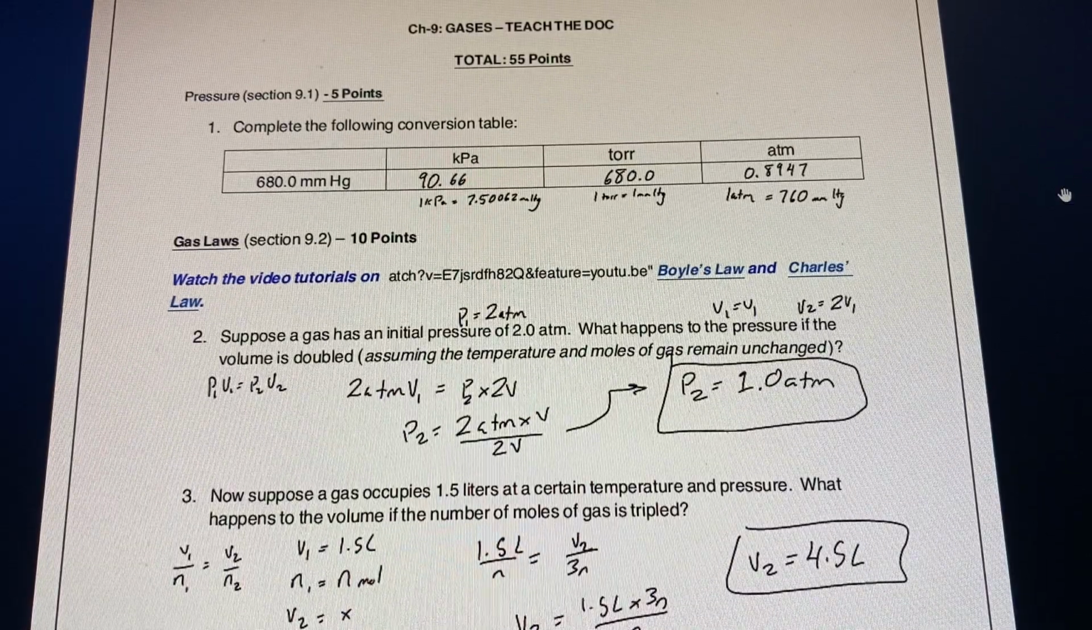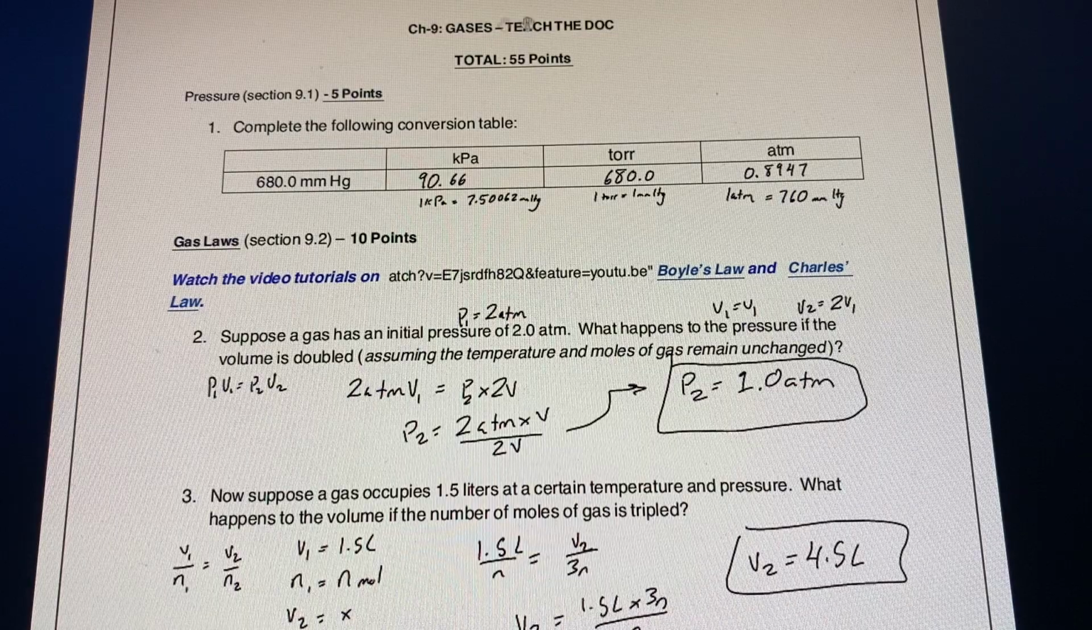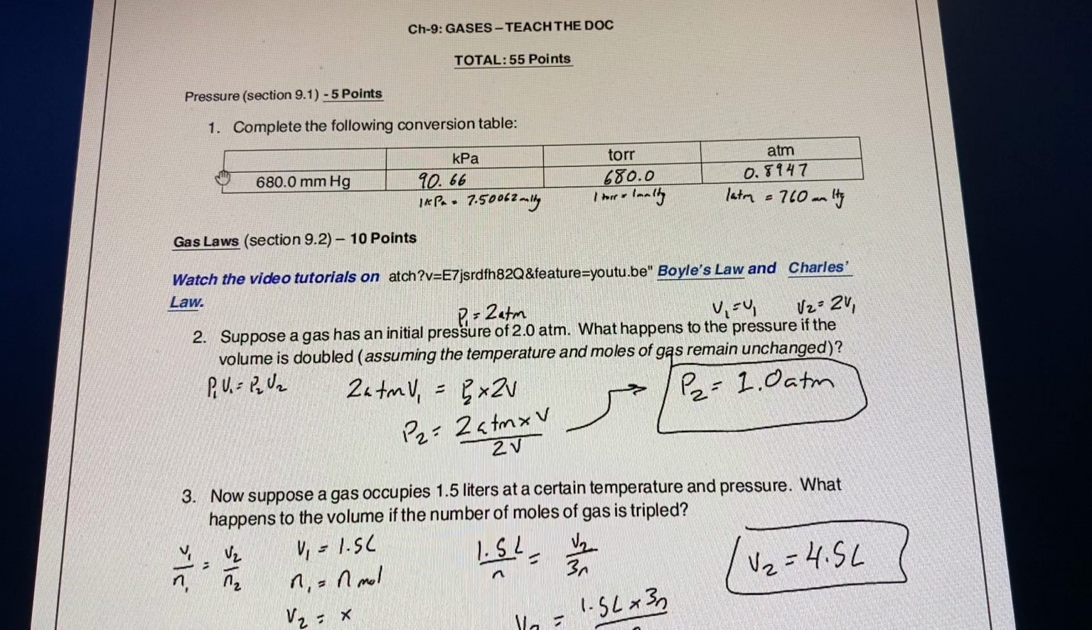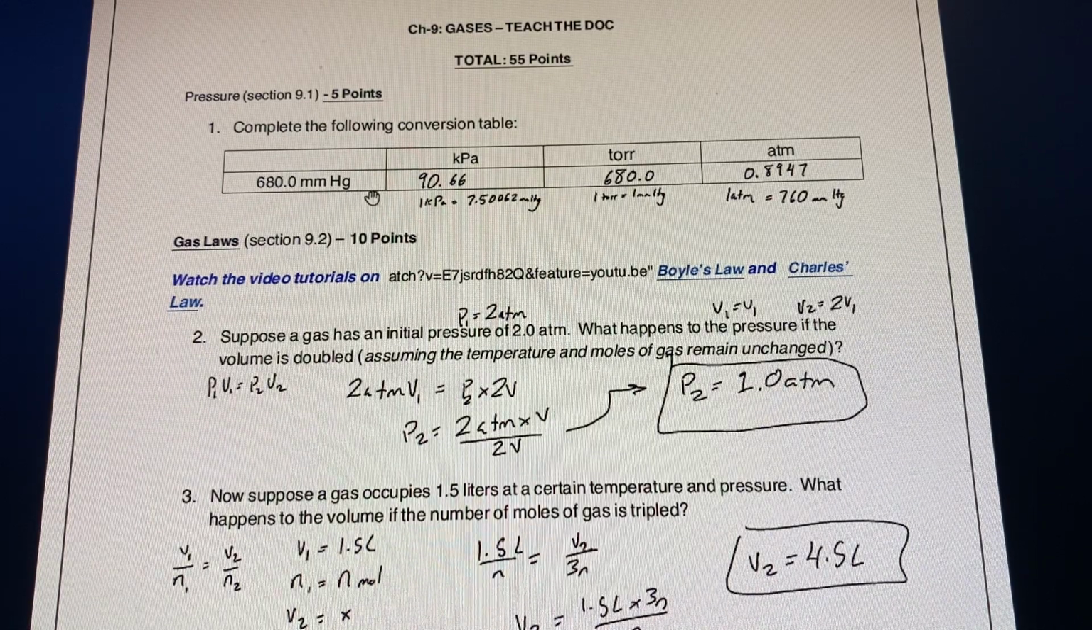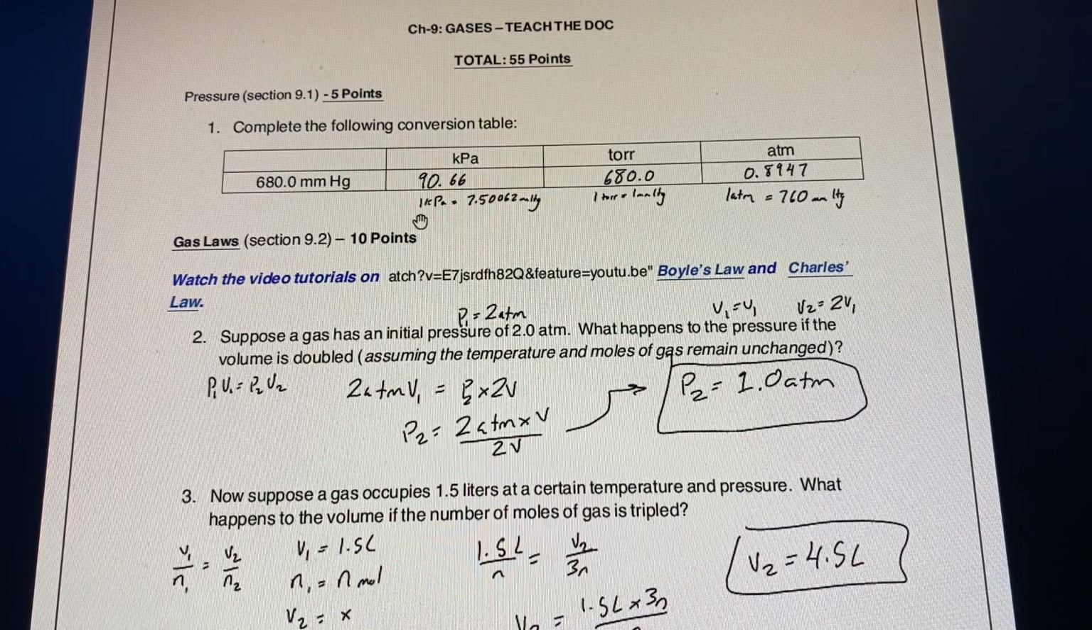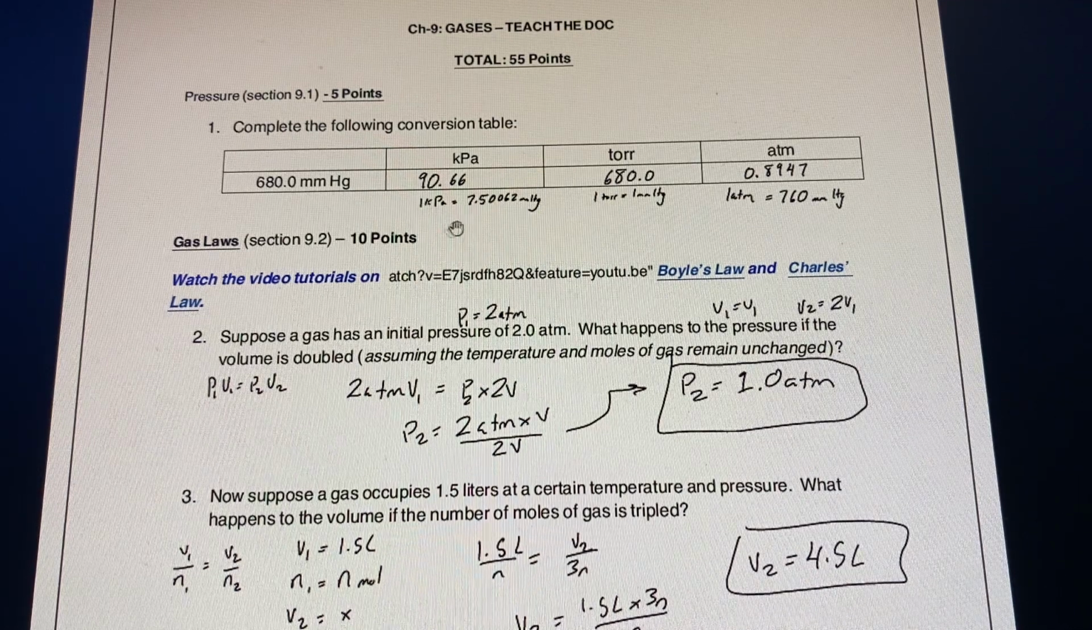For Chapter 9, this chapter is covering gases. For the first question, we had a conversion table. We were given 680 millimeters of mercury, and we had to convert that to kPa (kilopascals), torr, and atmosphere. We know that 1 kilopascal is equal to 7.50062 millimeters of mercury, so we divide by 7.50062 to get 90.66 with the unit above it.